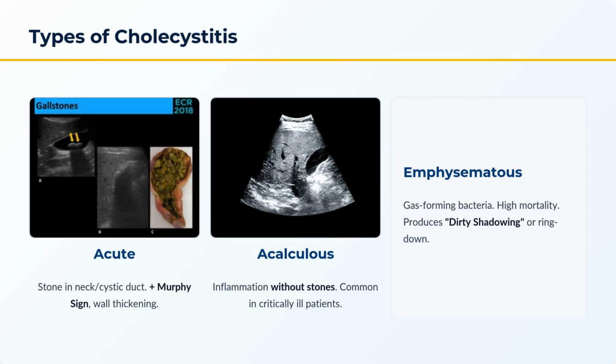There are several types of cholecystitis. Acute, usually due to impacted stones at the neck or cystic duct. Critical findings include a positive Murphy sign and wall thickening. Acalculous is inflammation without stones, typically seen in critically ill or post-surgical patients. Emphysematous, a surgical emergency involving gas-forming bacteria. Look for dirty shadowing or ring-down artifacts.